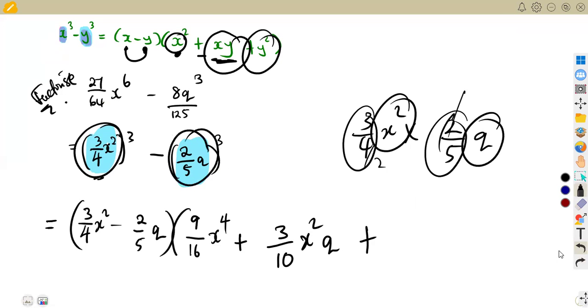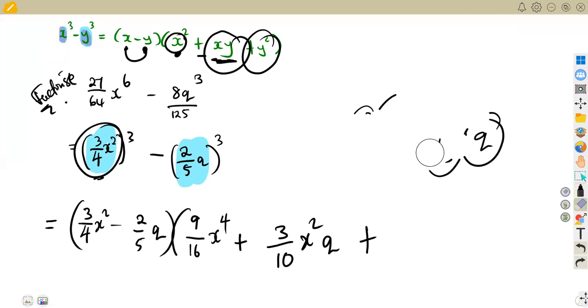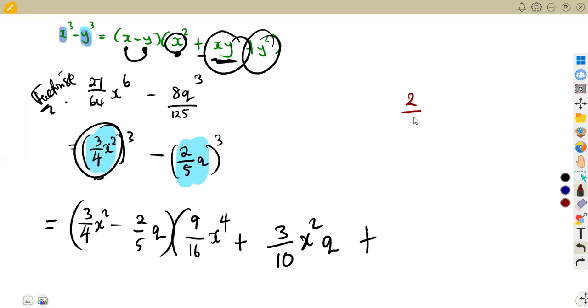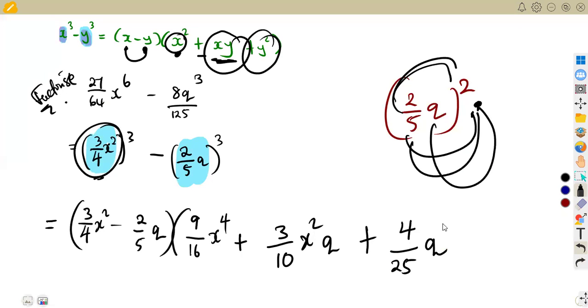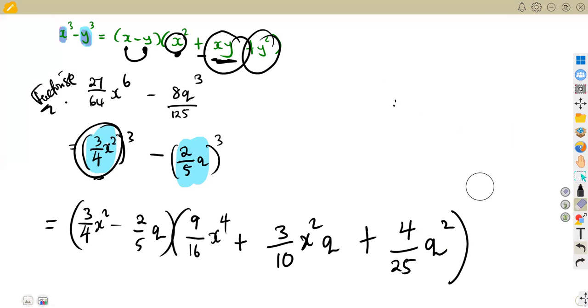Plus the last term squared. This is our last here, so we are going to raise that last term to the exponent of 2. That is 2 over 5q raised to the exponent of 2, so everything is affected by the exponent of 2. 2 to the exponent of 2 is 4, 5 to the exponent of 2 is 25, and q is also raised to the exponent of 2, so it will be q squared. Thus, we are done. We have factorized everything. This is the format that we are given here. You just have to follow the format.